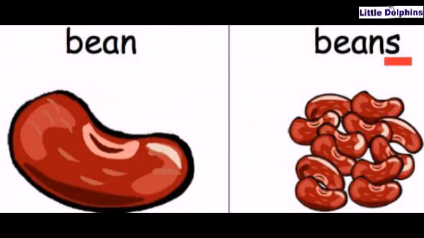Yes, healthy bean. First picture, we see one bean. Bean means one bean. Kids, how can we identify that it is one? Yes, because we don't have the letter S at the end of this spelling. It means this is one bean. And in the second picture, we can see beans. Yes, it means these are many, means more than one. So we use to write S here.